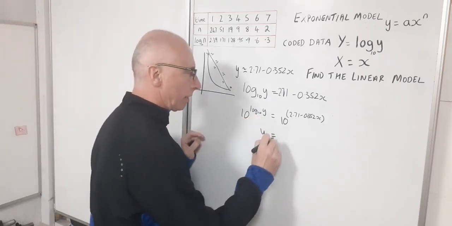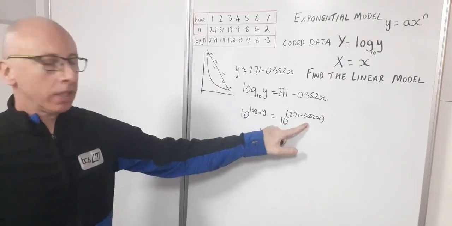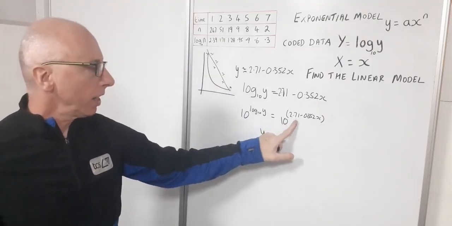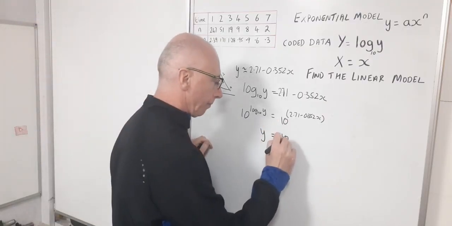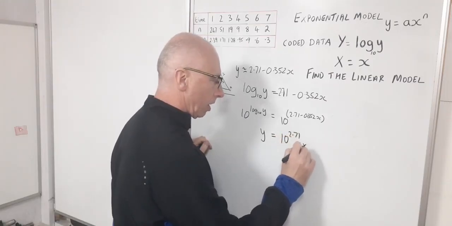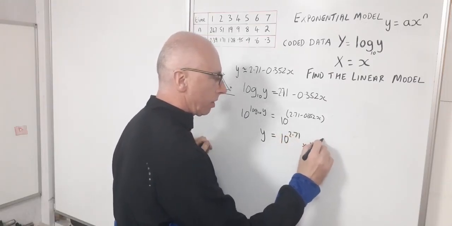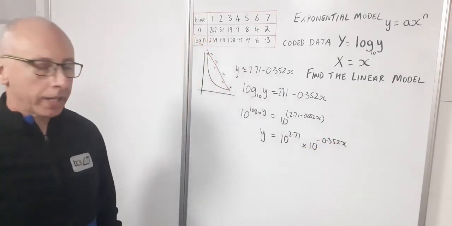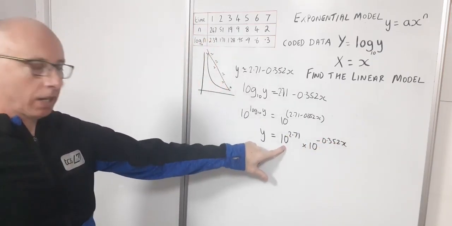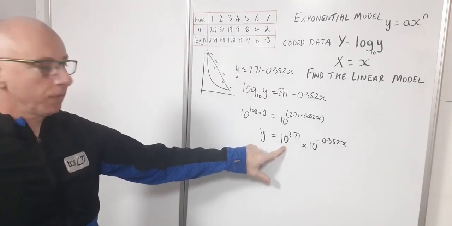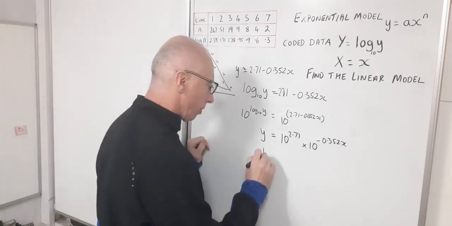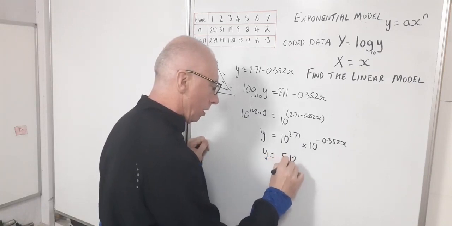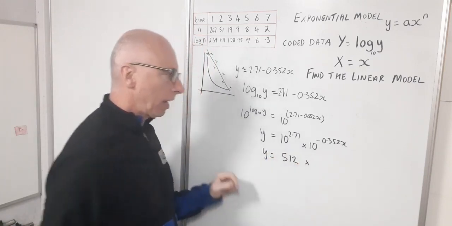So y equals that. And this one, by the laws of indices, we can break this apart. So 10 to the 2.71 times 10 to the minus 0.352x. Okay, now this one we can plug in our calculator and you'll get approximately 512. So we can deal with that straight away. This one we need to be a little bit more careful.